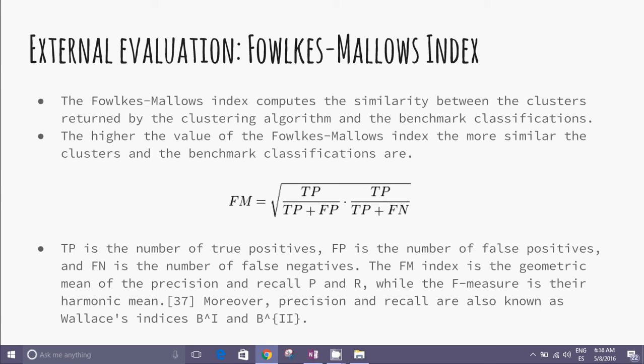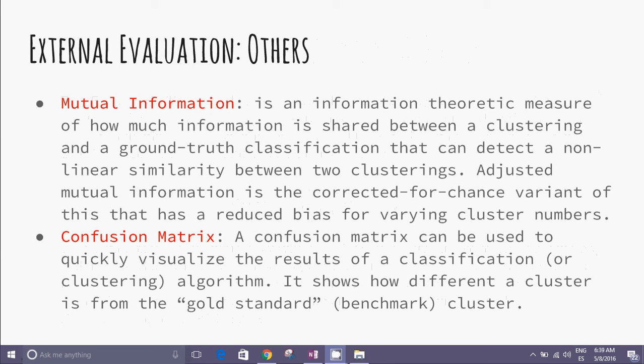The FM index is the geometric mean of the precision and recall P and R, while the F-measure is a harmonic mean. Moreover, precision and recall are also known as Wallace indices B1 and B2. There are other external evaluation measures such as mutual information and confusion matrix introduced in this slide.